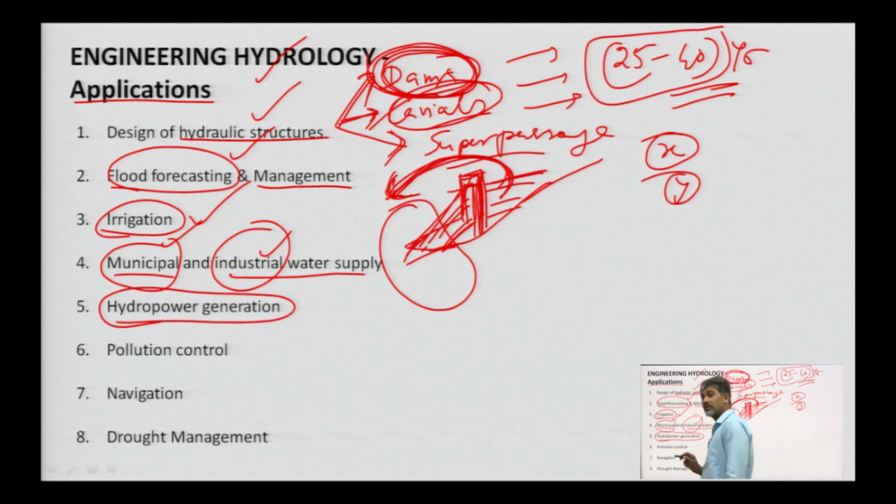And the next is hydropower generation. In hydropower generation, we know that a very huge quantity of water is required. Water enters the turbine through a height, to rotate the turbine. And the electric power has to be provided throughout the year.